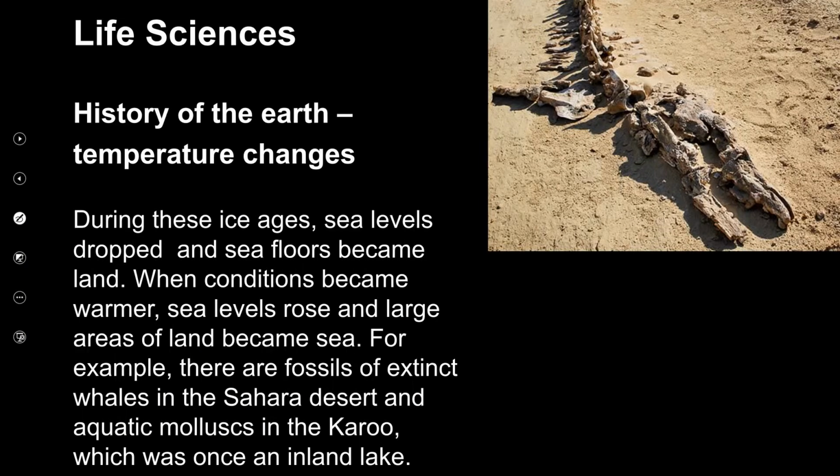During these ice ages, as the temperature changed, because much of the water became part of the ice, the sea levels dropped. That meant that something which was on the sea floor became land. So any animal which existed then, as the sea dried up, had to adapt to be able to survive. Then, when it got warmer, the sea levels rose. So large areas which were land have now become sea. And we have fossils that actually tell us this.